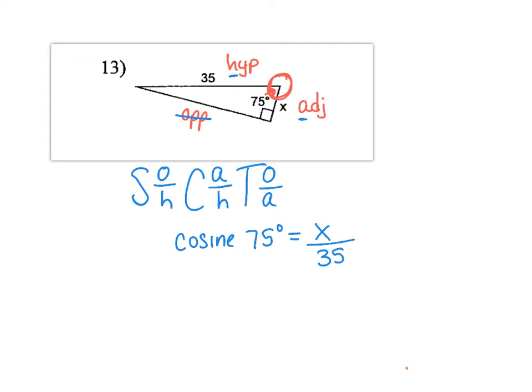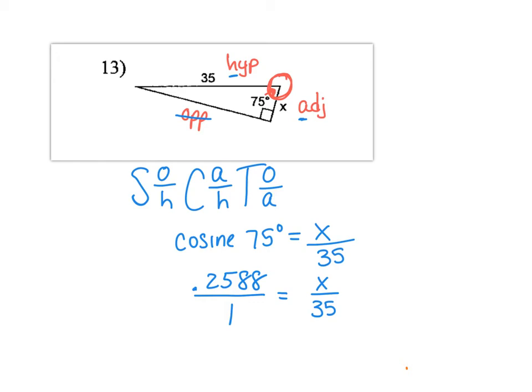So let's take a look at our calculator. Let's find the cosine of 75. The cosine of 75 degrees is 0.2588. And we're going to put that over 1. And then that's equal to x over 35. And look, I have a proportion. I have two equal ratios, therefore I have a proportion. I know I can solve a proportion by cross multiplying.